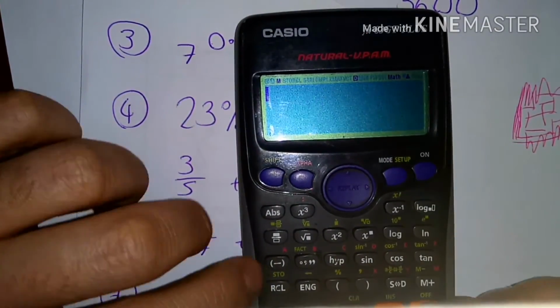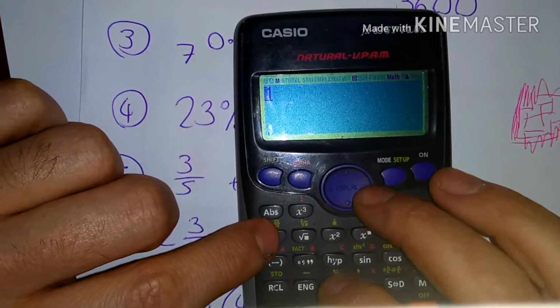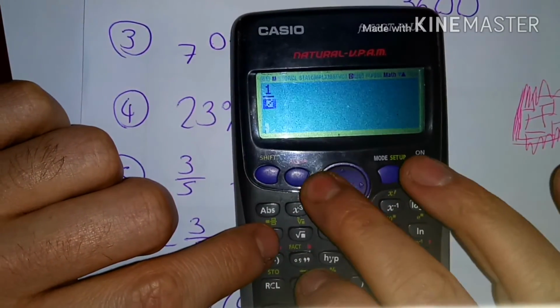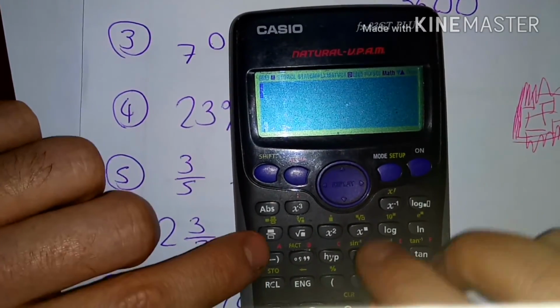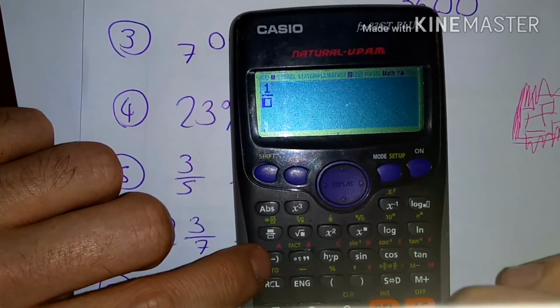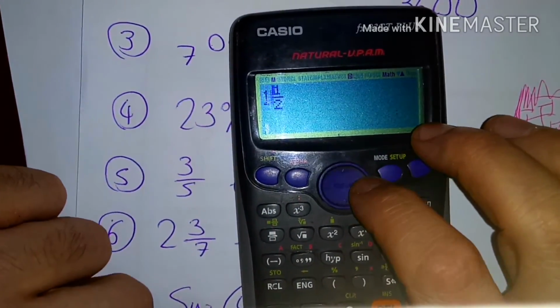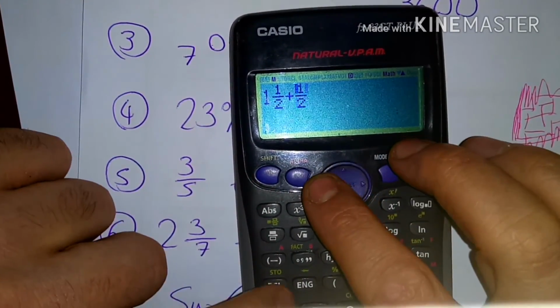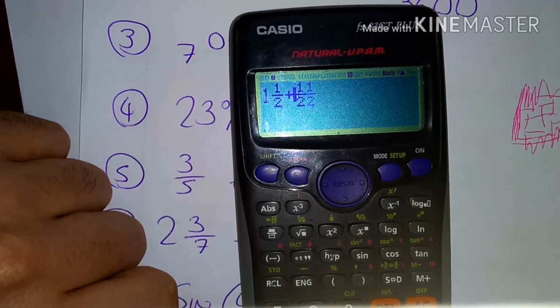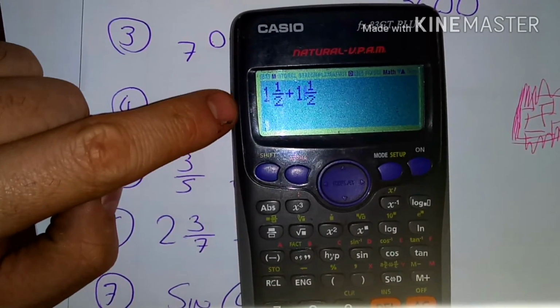The difference between using this button and going back to get a fraction and doing a shift button. Now for example, let's say I do 1 and a half. Let's say I do 1.5 plus 1.5. Now you should know that's actually going to be 3.